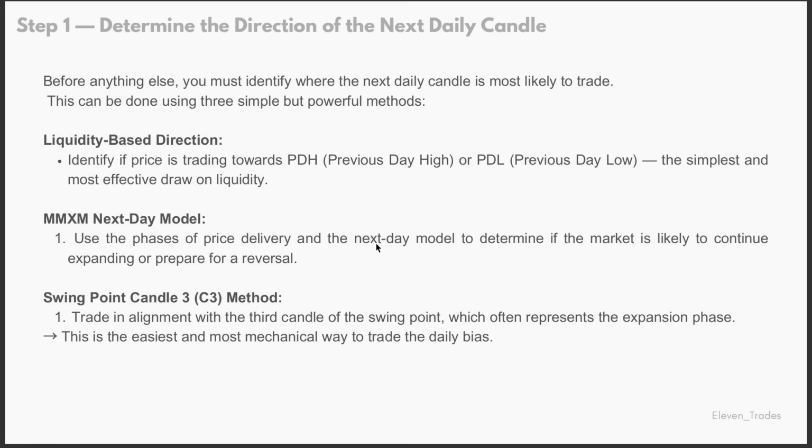So starting with the first step, which is determining the direction of the daily candle. This will sound cliche, but I'm going to explain it to you in detail. So the first type of finding a daily bias is liquidity based direction. You have to identify where the price is heading towards. The best objectives are the failure swings, the previous day highs, the previous day lows. These are the simplest draw on liquidities.